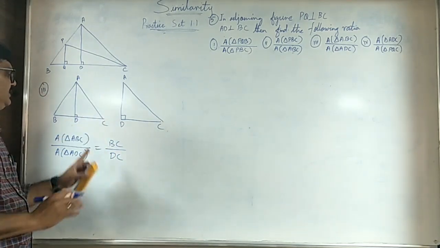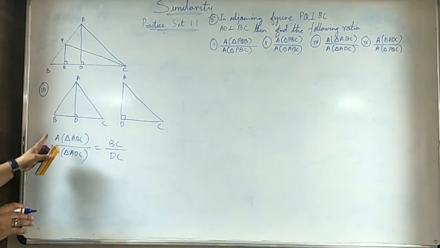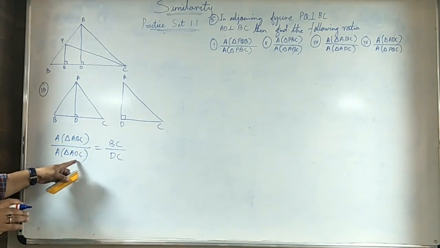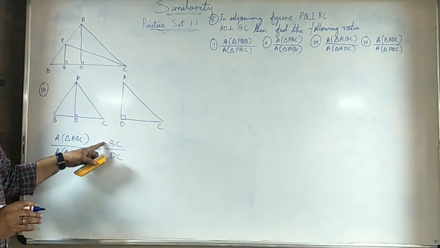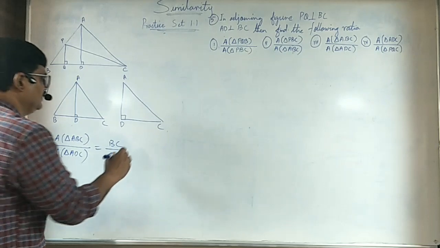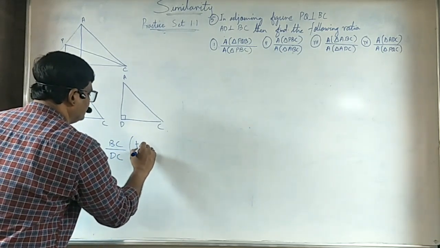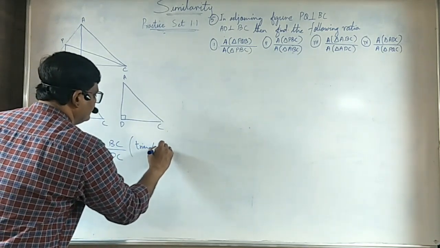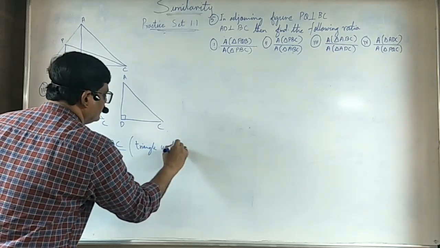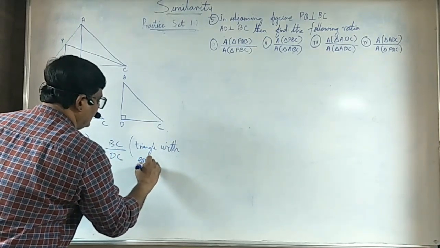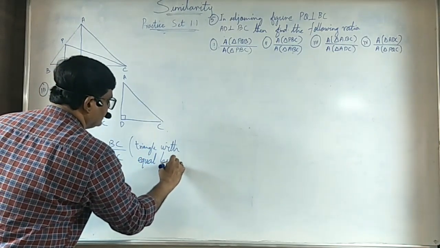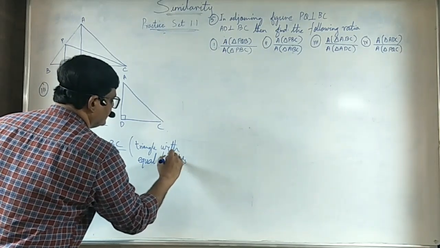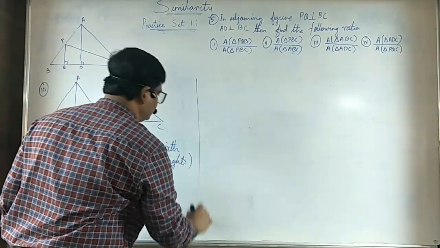Yes, and that is what it was. You don't have any measurement, nothing. They just told you to find the ratio. And the area of triangle ABC upon area of triangle ADC will be equal to the ratio of BC upon DC. So here you have to write the same thing again: the triangles with equal heights. That's why you got the ratio equal to the corresponding bases.